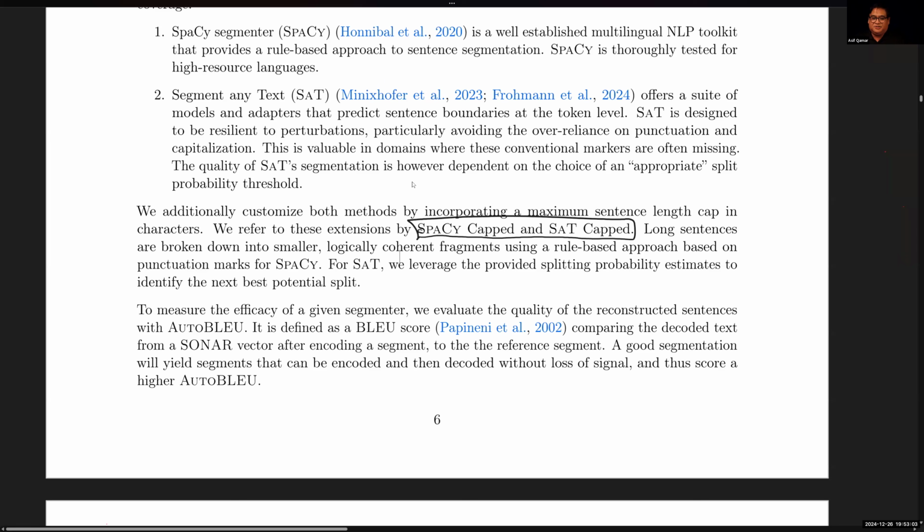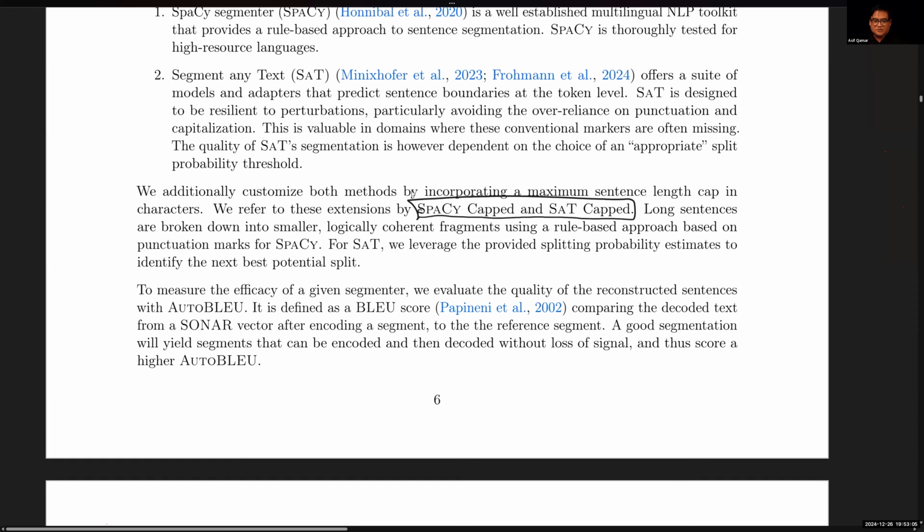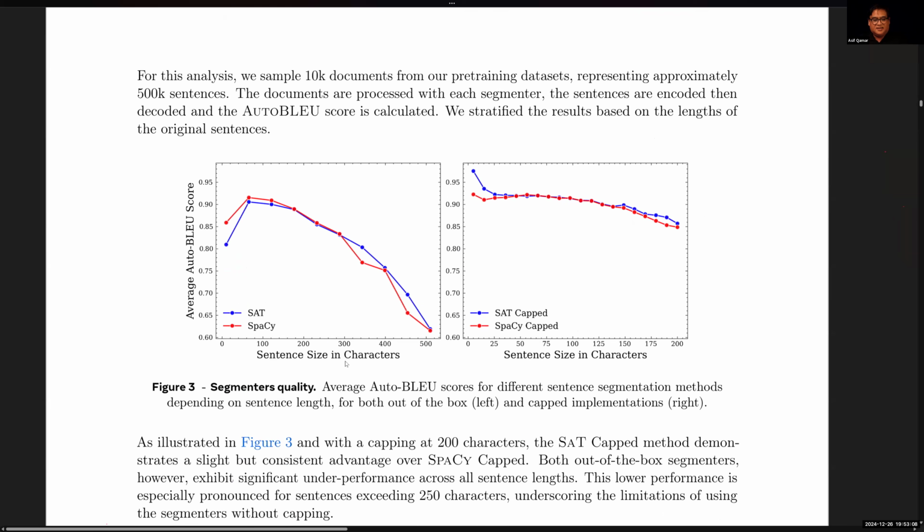It is much better to give it shorter texts. So they do that. And they show that if you vary the sentence size in characters, then whether you use SAT or spaCy, the encoder-decoder performance begins to drop significantly. On the other hand, if you just take short sentences, then the performance remains pretty high. Now, they do mention that in their experience, SAT capped is just slightly better than spaCy cap. spaCy is rule-based. SAT is more of a machine learning approach. So, well, that's that.